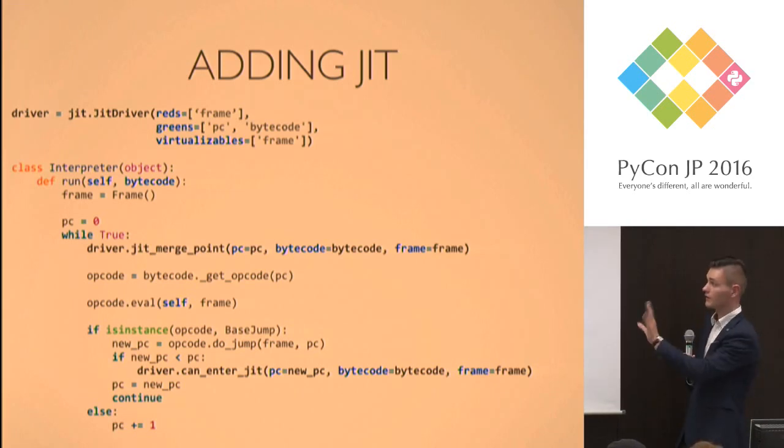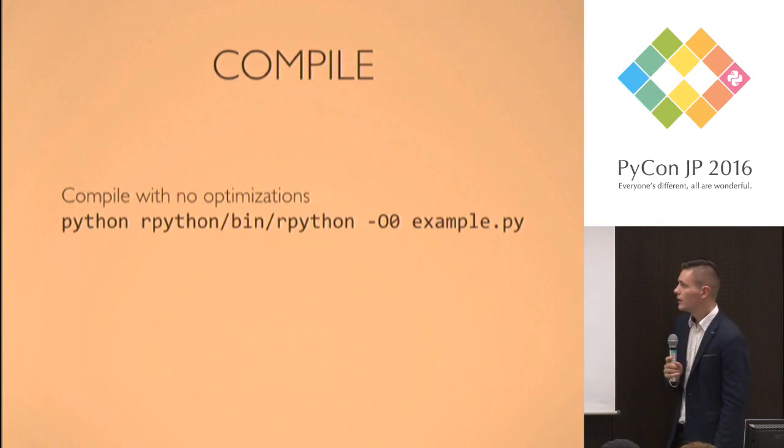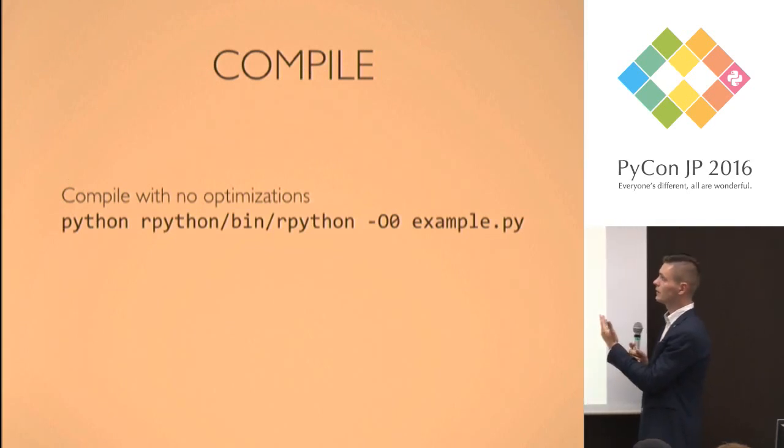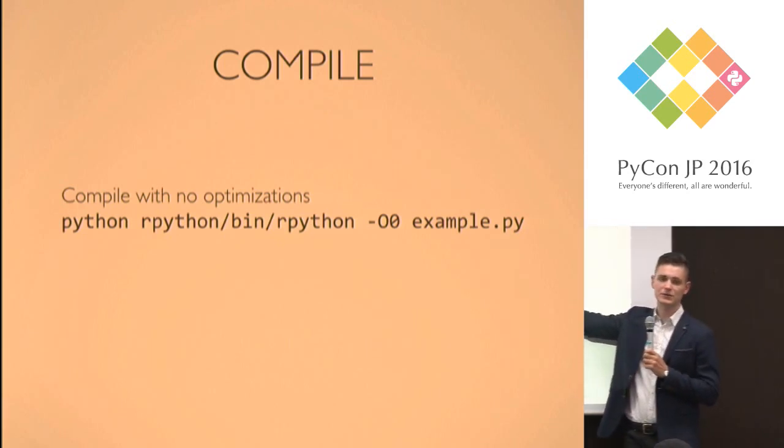And once I've written all of this, and I've wrapped it in some kind of a Python file, I can go ahead and compile it. So you run Python RPython, and you compile it. I would recommend trying first without 0 optimizations.